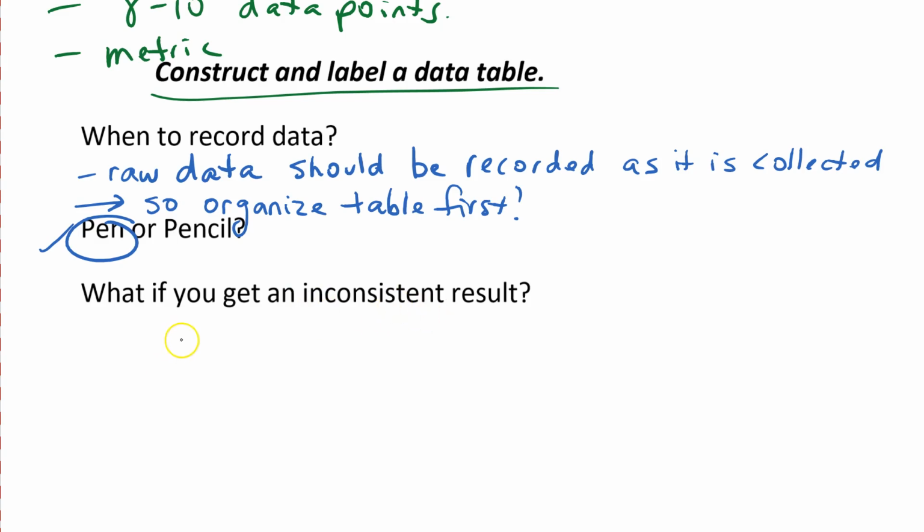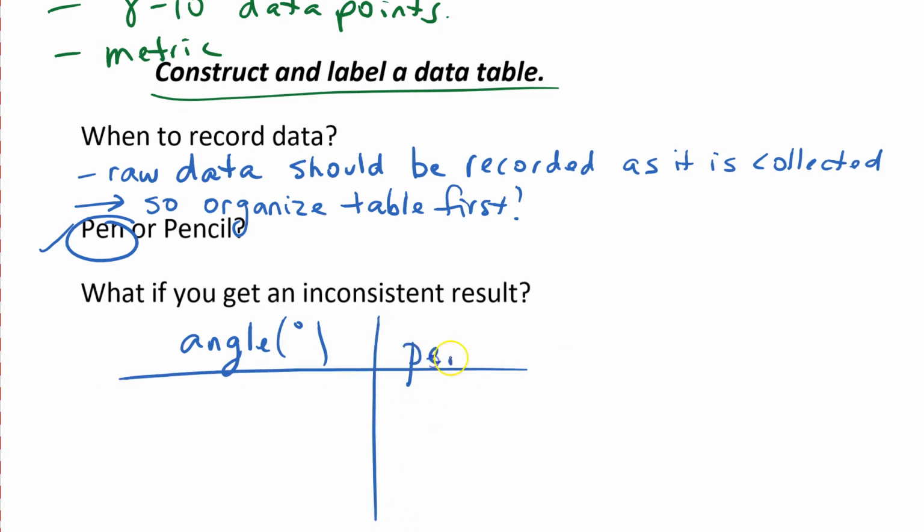Let's say you're measuring angle in degrees, and you've got period over here in seconds, and you pick 5 degrees, and maybe you think you screwed up and all your other numbers were like 2.6 seconds, and all of a sudden you got 26 seconds, and you thought, that's crazy, it's different than everything else we did. Just try doing it again.